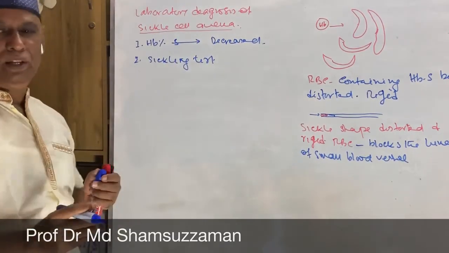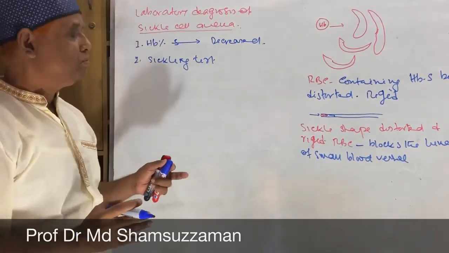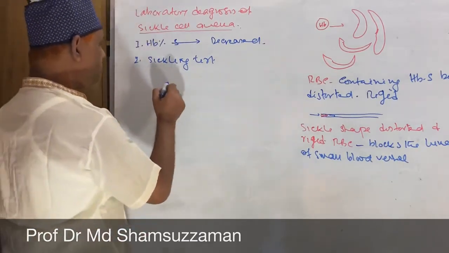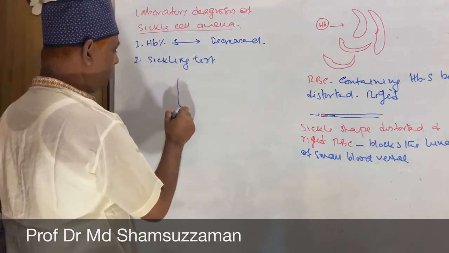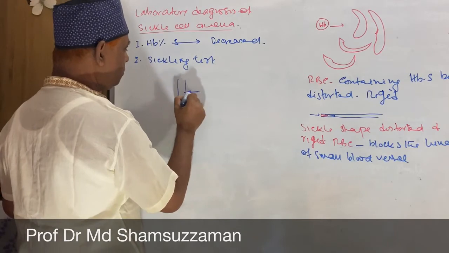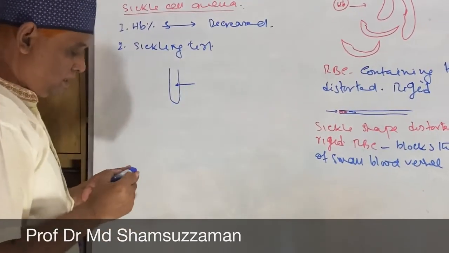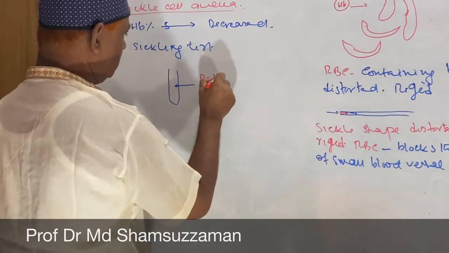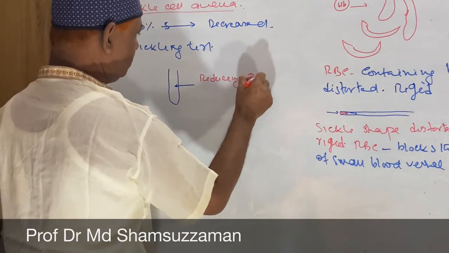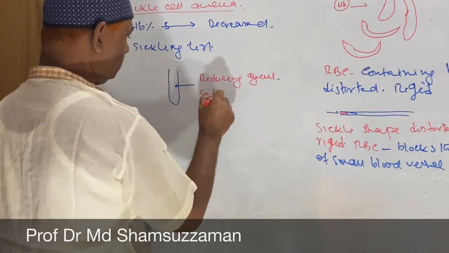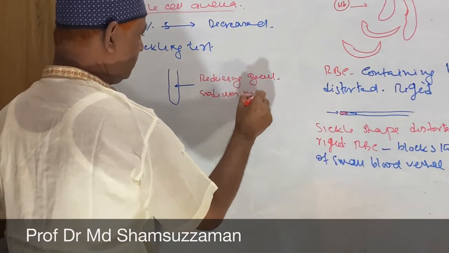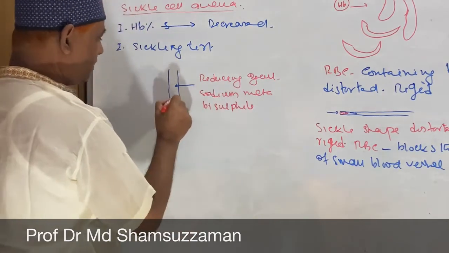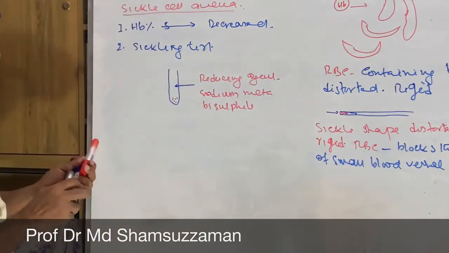How can we perform the sickling test? If we suspect the patient might have sickle cell anemia, we have to take fresh blood from that patient. The blood is taken within a test tube containing a reducing agent like sodium metabisulfite. So, a test tube containing metabisulfite. Here we have to pour the blood.